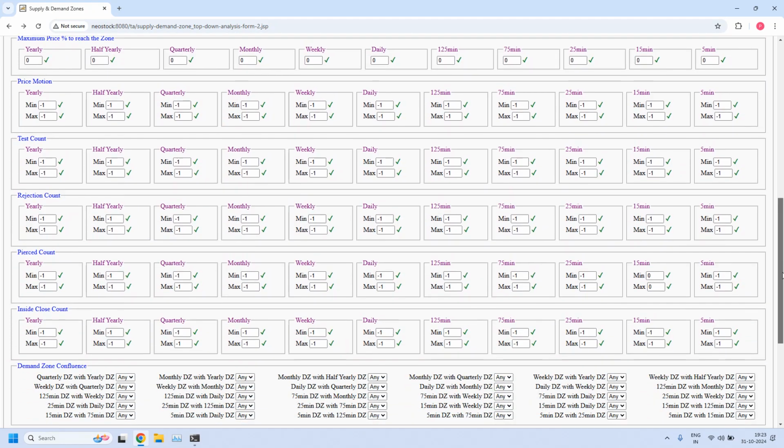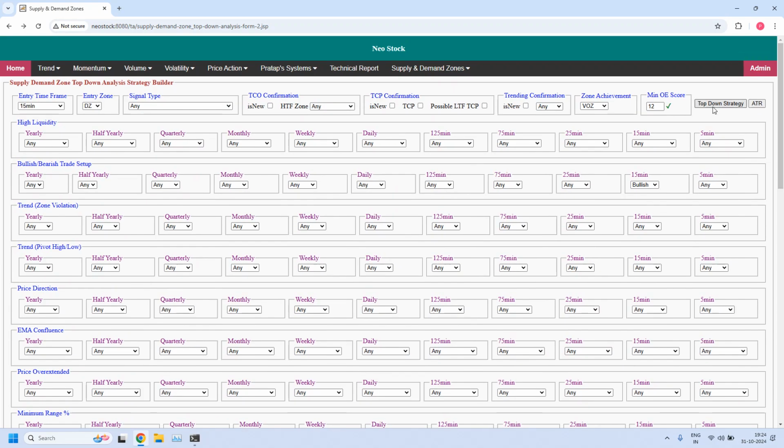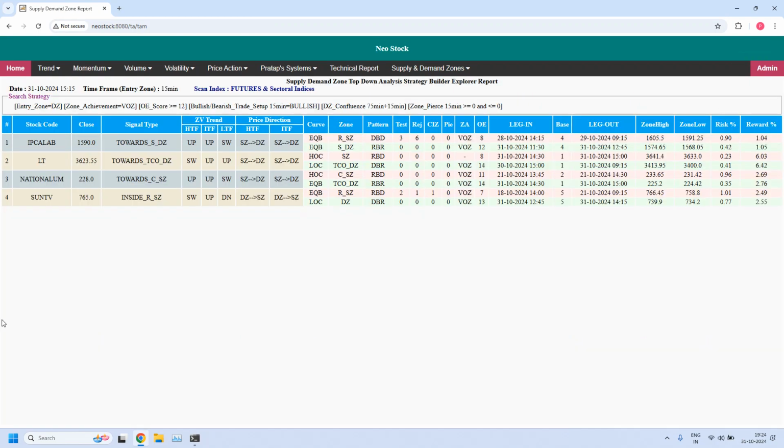So in the demand zone confluence, I am enabling the filter 15 minutes demand zone with 75 minutes demand zone confluence. Let's verify. We got 4 stocks out of 5. All these 4 stocks, these 15 minutes demand zones are part of the 75 minutes demand zones, and 75 minutes trend is uptrend. Actually these are 15 minutes demand zones. They are part of 75.